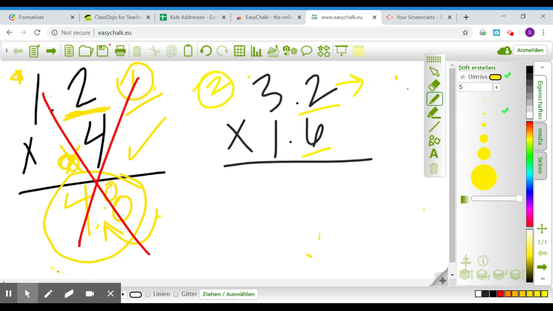Then I can round both of my factors. 2 tells me to stay put. 3 and 2/10 rounds down to 3. 6 tells me to raise the score. So 1 and 6/10 rounds up to 2. 3 times 2, of course, is 6. My product should be about 6.